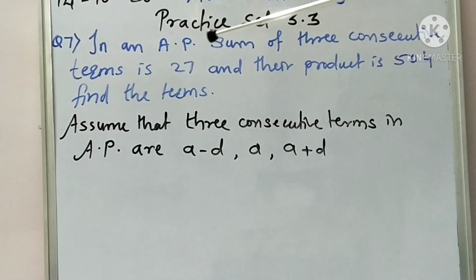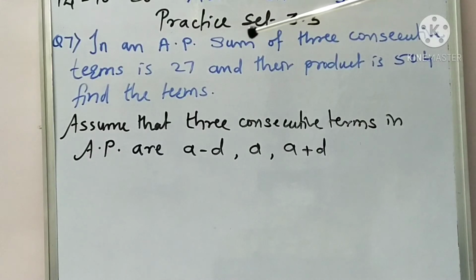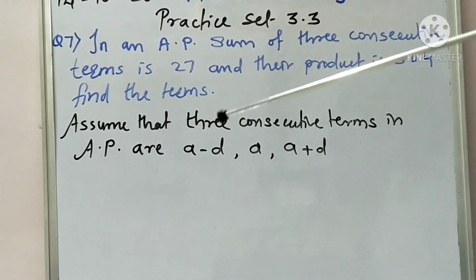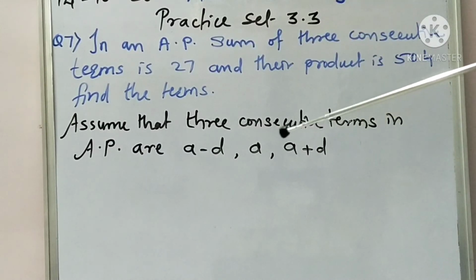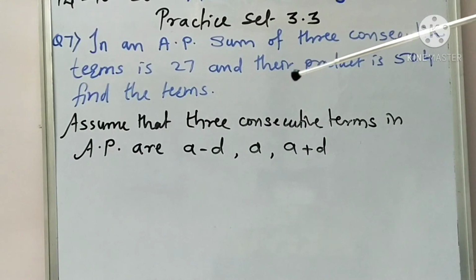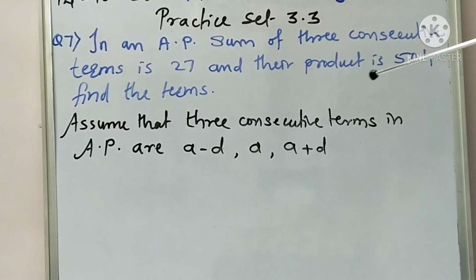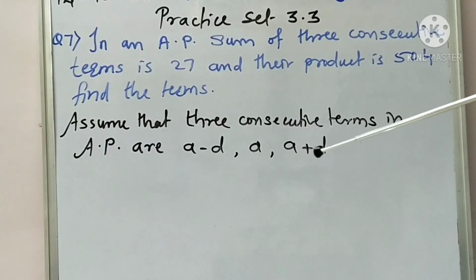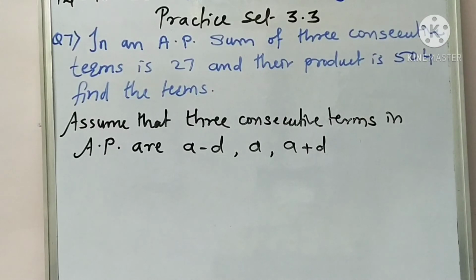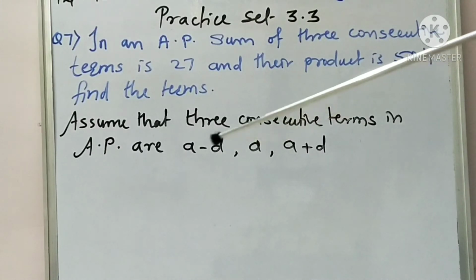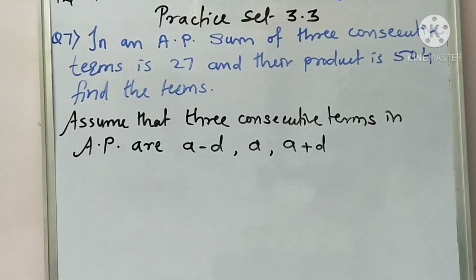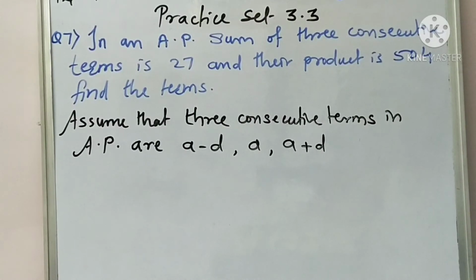The first condition is that the sum of the three consecutive terms is 27, meaning the addition of these three terms. The second condition is that the product is 504, meaning the multiplication of these three terms is 504. Using these two conditions we find the values of a and d. So pay attention to how we use these conditions.